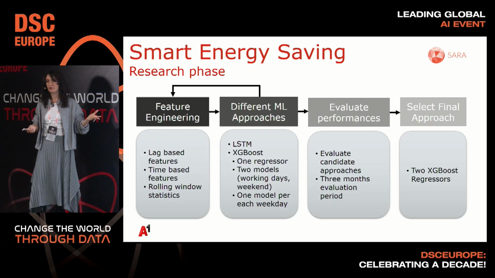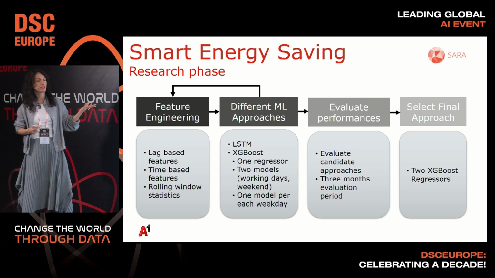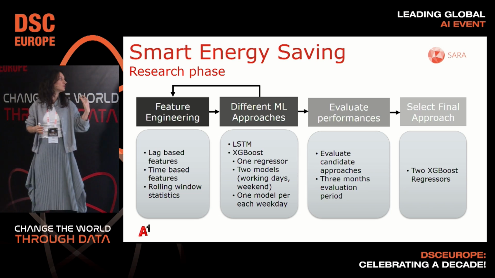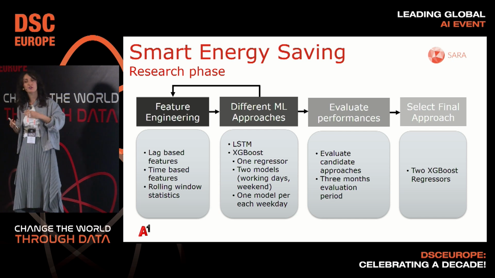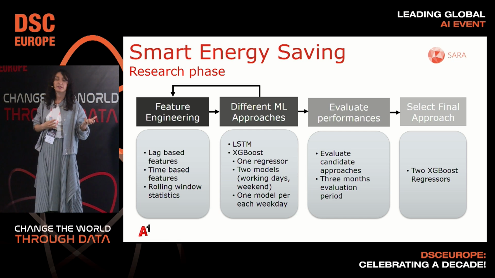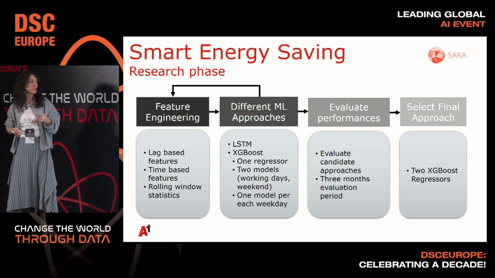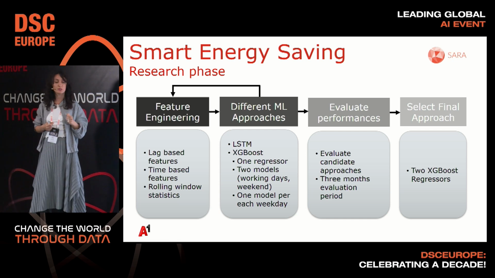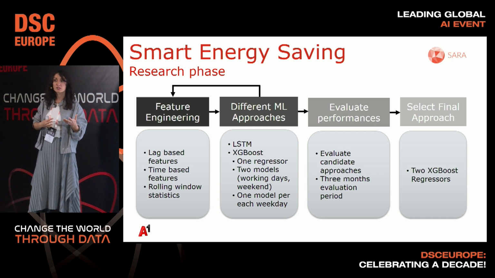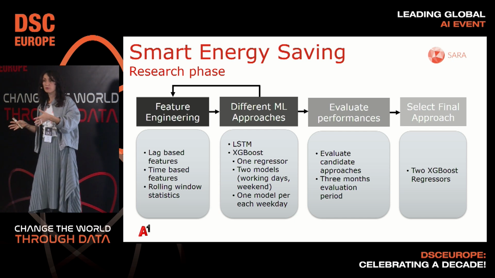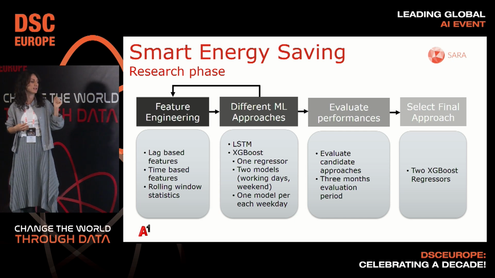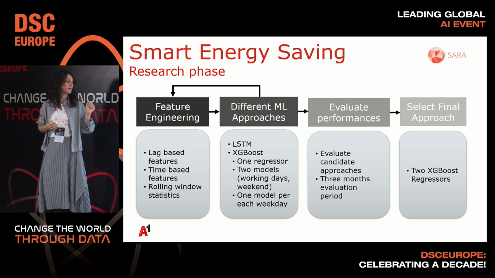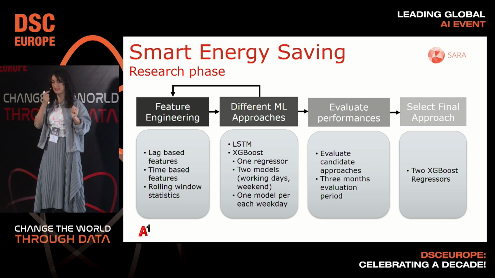So we started, of course, with our research, and during the initial research phase, we used different feature engineering techniques, such as lag-based features, time-based features, rolling statistics, etc. We also experimented with different ML or AI approaches, such as LSTM or extreme gradient boosting. When defining the regressor approach, we tried to train 1 model. We also tried training 2 different models, one for the working days and the other for the days of the weekend. And we also tried training 1 model per each weekday.